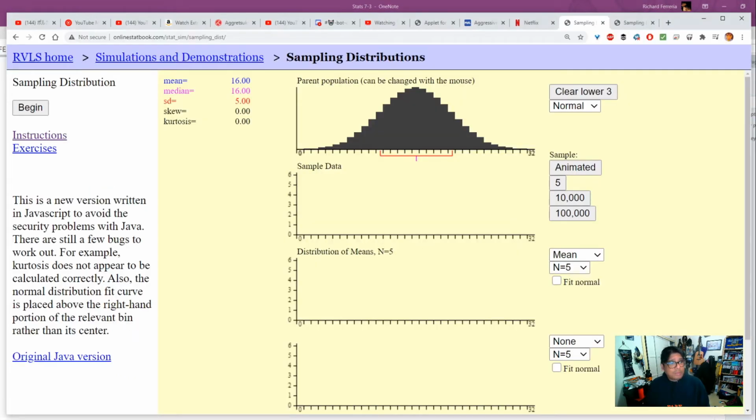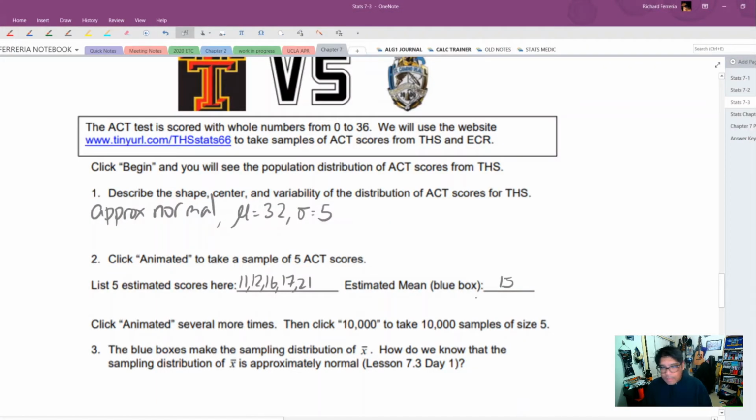Let's animate. Where is Animate? Okay, here we go. Animate. 1, 2, 3, 4, 5. And it looks like our mean is right over here. That's right about at 16, really. Counting up everything we had on the axes, we have estimated scores of 11, 12, 16, 17, and 21 for an estimated mean of 15.